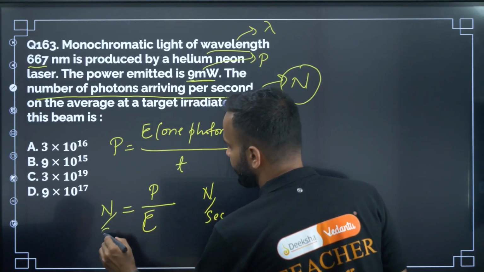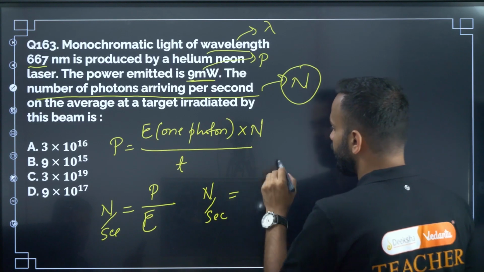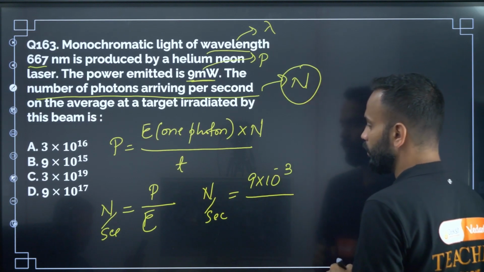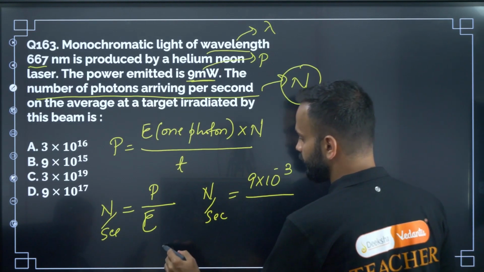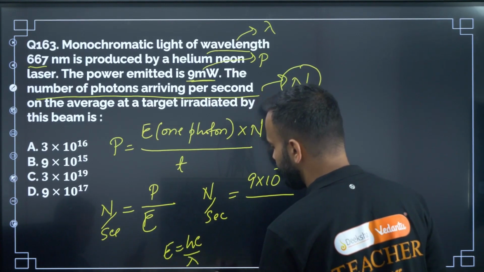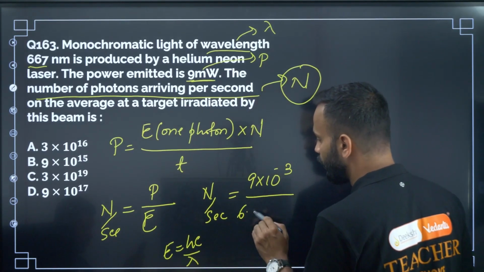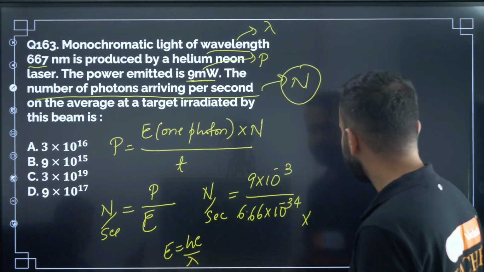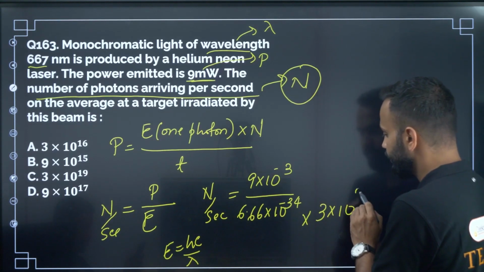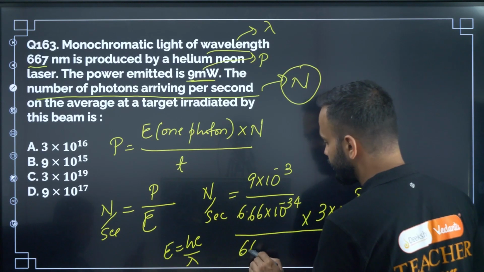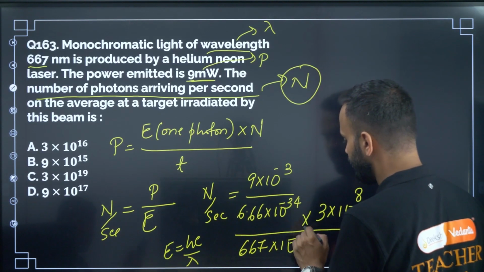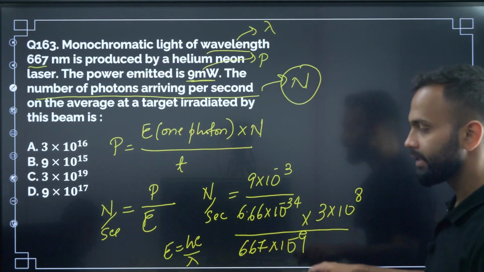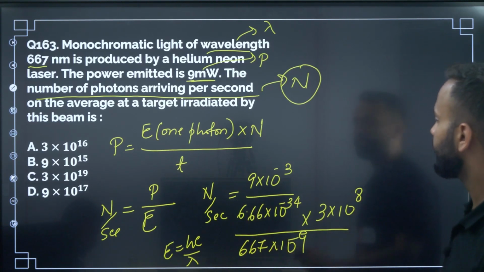n by second I can write as P, which is 9 milliwatt, that is 9 into 10 to the power minus 3, divided by the energy of one photon. Energy of one photon is E equal to hc by lambda. h is Planck's constant, 6.66 into 10 to the power minus 34. c is 3 into 10 to the power 8, whole divided by lambda. Lambda is 667 into 10 to the power minus 9 meter. That is the value of the wavelength of the monochromatic light.